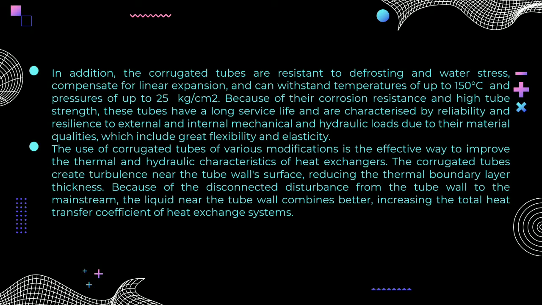The use of corrugated tubes of various modifications is an effective way to improve the thermal and hydraulic characteristics of heat exchangers. The corrugated tubes create turbulence near the tube's wall surface, reducing the thermal boundary layer thickness because of the disconnected disturbance from the tube wall to the mainstream. The liquid near the tube wall mixes better, increasing the total heat transfer coefficient of the heat exchange systems.